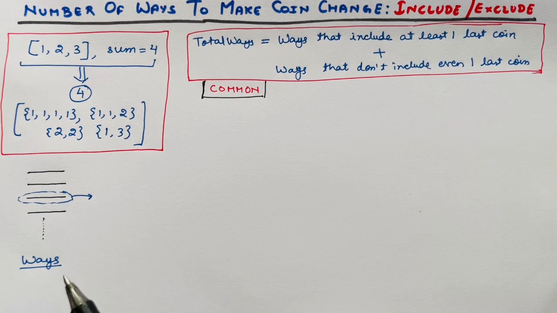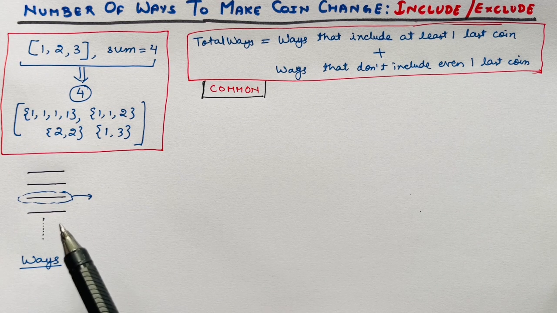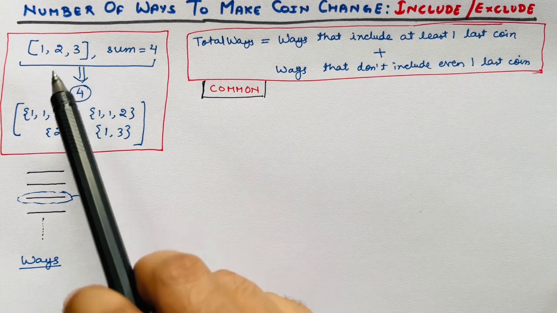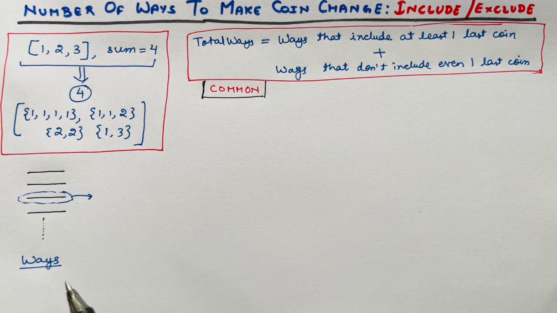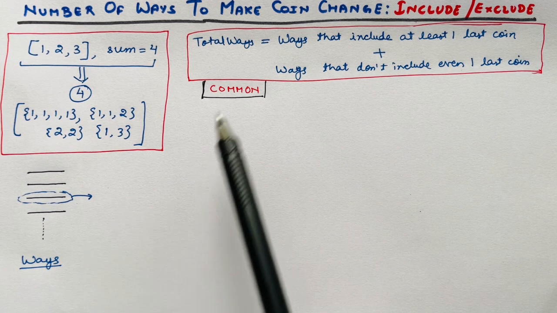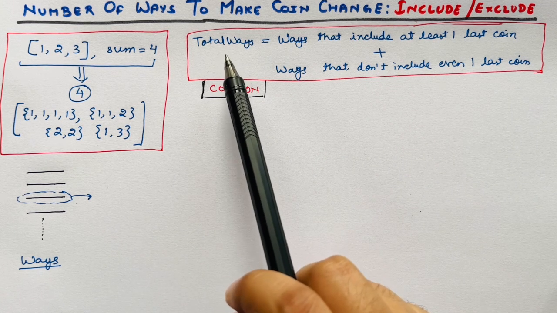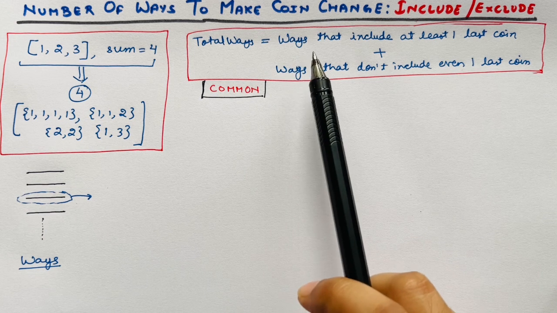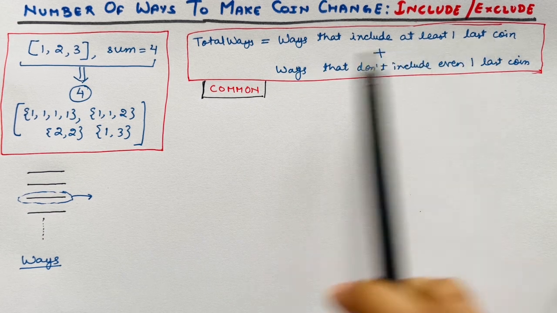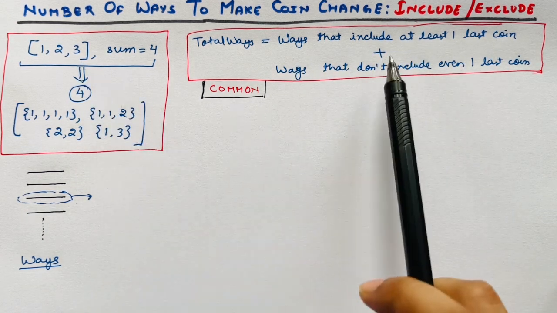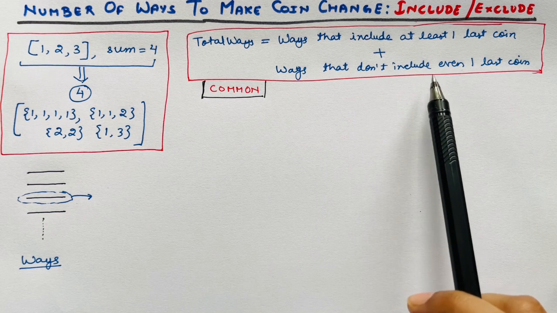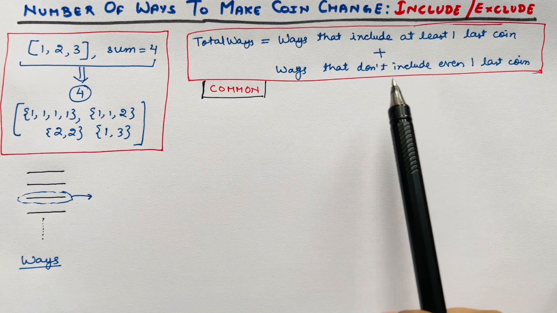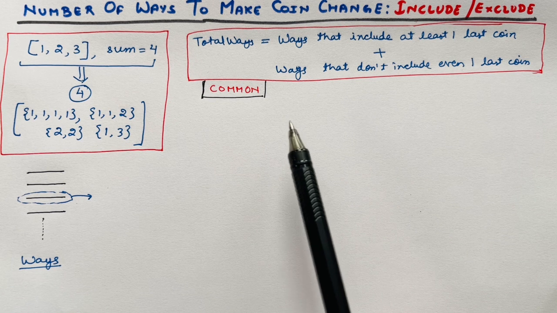And we can say this for each one of these ways. Each one of the ways either contains the last coin or it doesn't contain the last coin. So we can say that the total ways that we are looking for, the answer we are looking for, is equal to ways that include at least one last coin plus ways that don't include even one last coin. This is a fair statement to make.